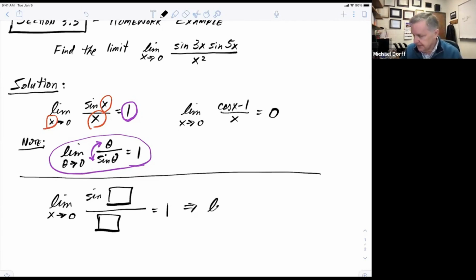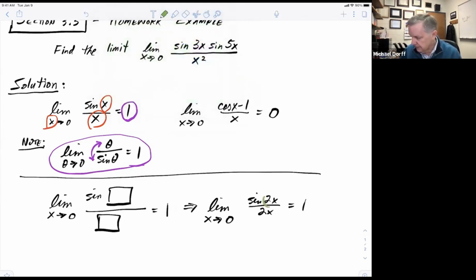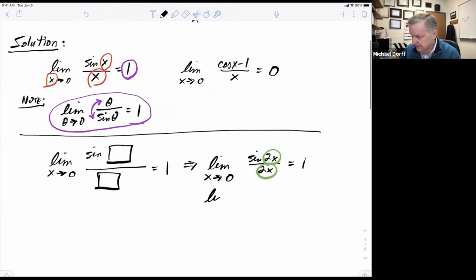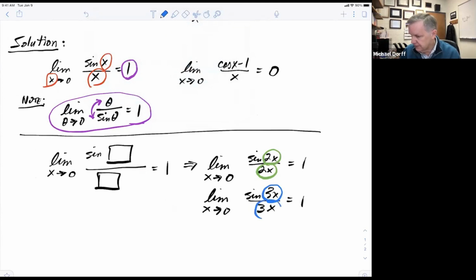So this tells me that the limit as x goes to 0 of sine of 2x over 2x equals 1. Notice that whatever I have on top has to match what's on the bottom. Likewise, the limit as x goes to 0 of sine of 3x over 3x equals 1. Again, whatever I have here has to match here.